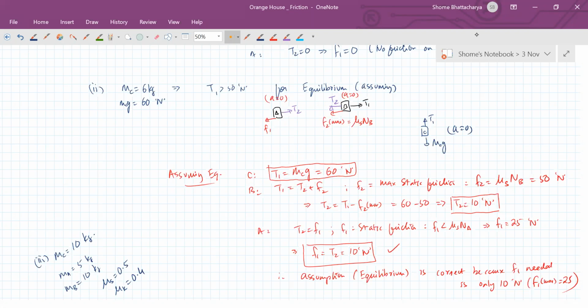Yeah, so we are limiting friction on the block A. You will get by coefficient of static friction, which is 0.5, into the normal reaction on block A. So normal reaction on block A is equal to its weight, which is 50 newtons, and coefficient of static friction is 0.5. That's how we got that 25 newtons.